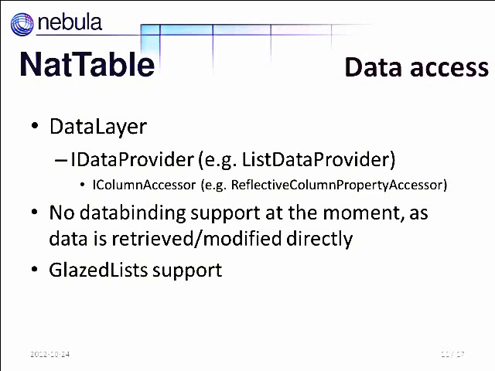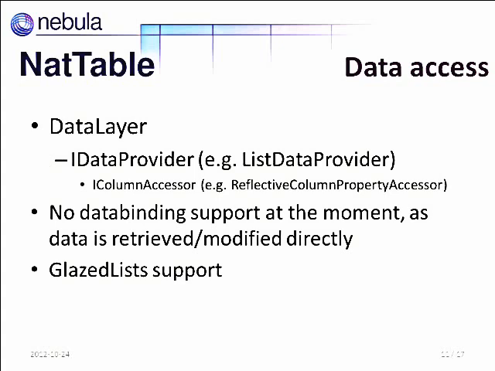So we have a data provider. As I said earlier, the data layer is responsible for handling the data in the NatTable. And underneath, we have an IDataProvider and an IColumnAccessor. You don't need an IColumnAccessor, but you need the IDataProvider, which is necessary to get the data into your table. So this one is the connection to your model in the back. I'll show this on the next slide.